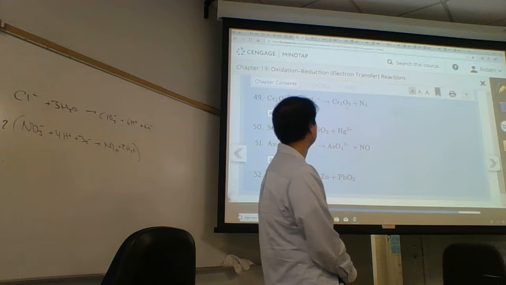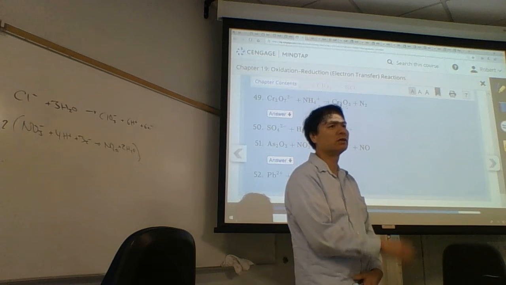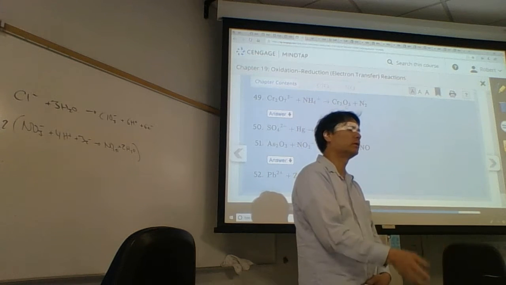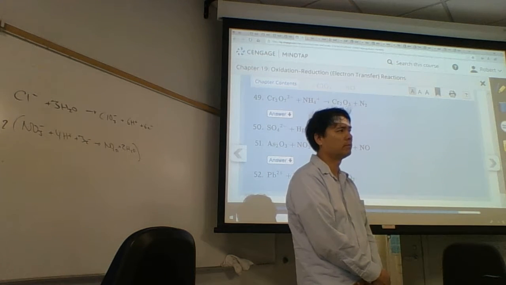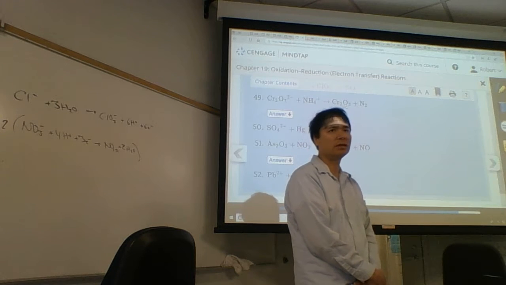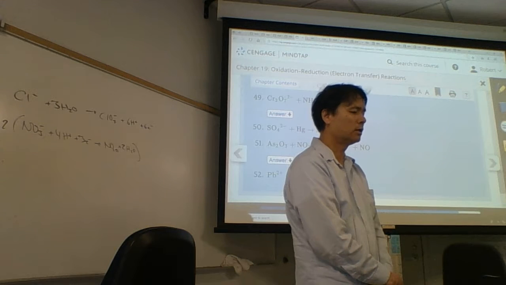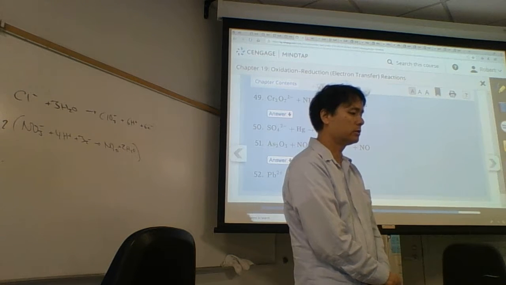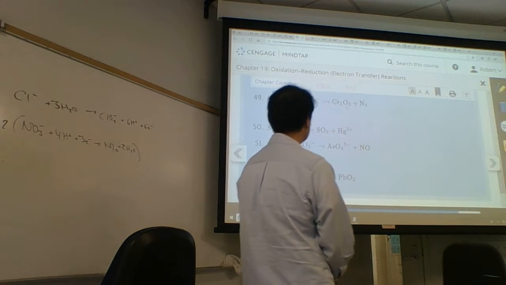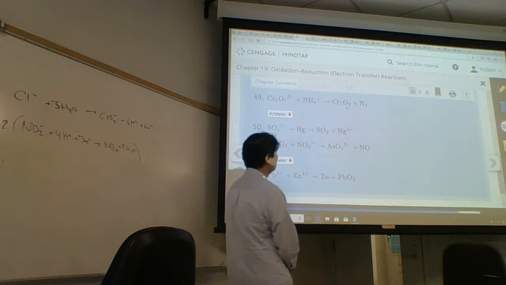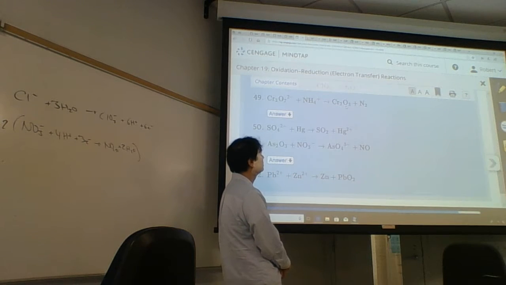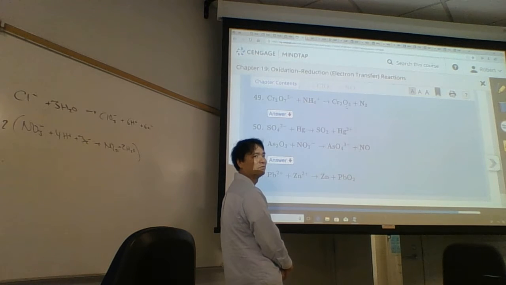So we have incomplete reduction. It doesn't go all the way to chromium 3. It doesn't go all the way to chromium metal. It's like methane. Methane goes to carbon monoxide instead of carbon dioxide. It can happen under certain conditions. So under these particular conditions, the dichromate went to Cr2O3, which means that we'll have to balance it.